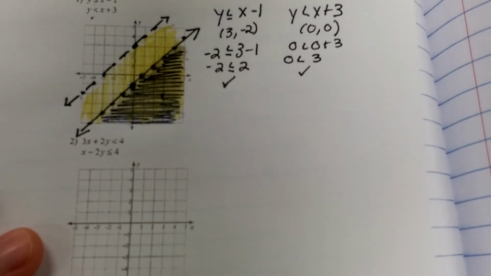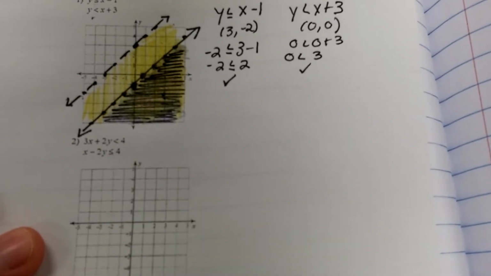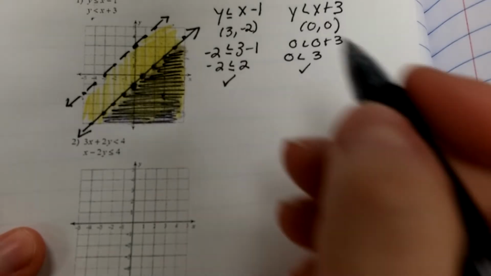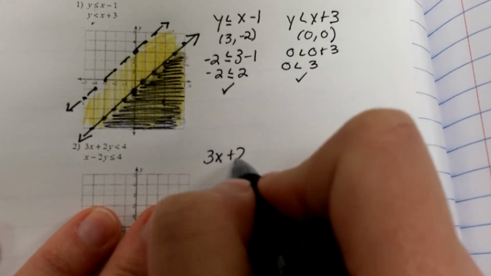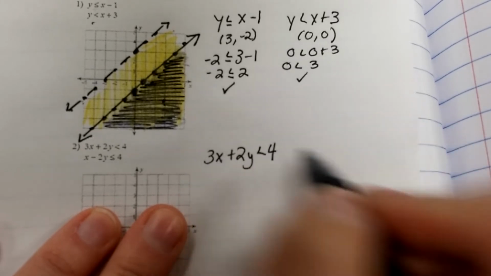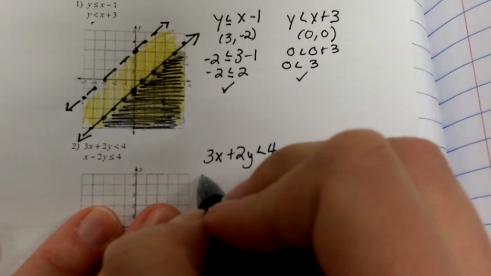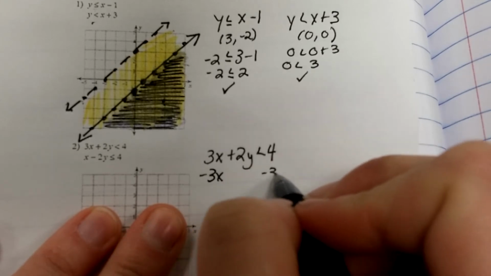All right, example number 2. I have two equations written in standard form. So what I need to do is put them into y-intercept form first. So I'll start with the first equation. I have 3x plus 2y is less than 4, so I'm going to need to solve for y. I could start by subtracting 3x from both sides.